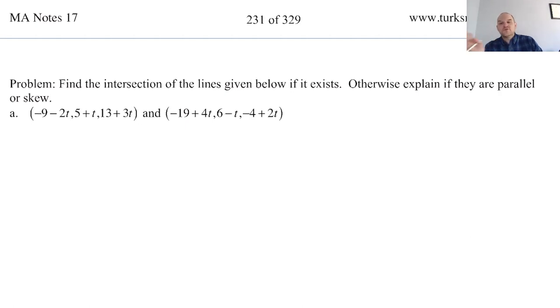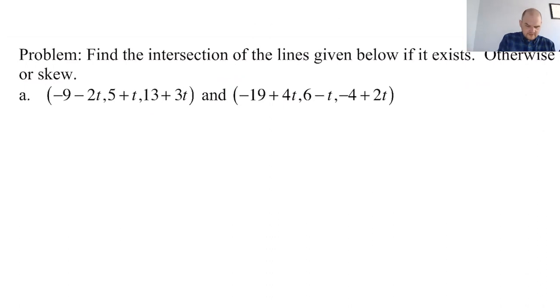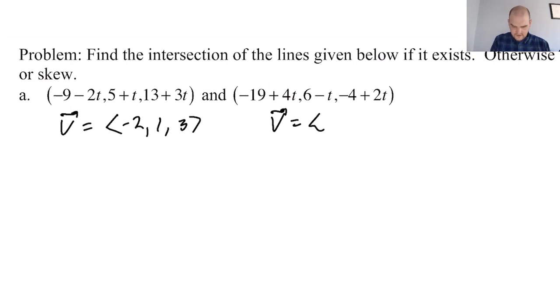All right. Your dream scenario is that they're parallel. So I'm going to take a look at the direction vectors. Let's pull those off. Your vector here is -2, 1, 3, and your vector here is 4, -1, 2. So definitely not parallel, because those are not scalar multiples of each other. Now our question is, are they skew or are they intersecting?